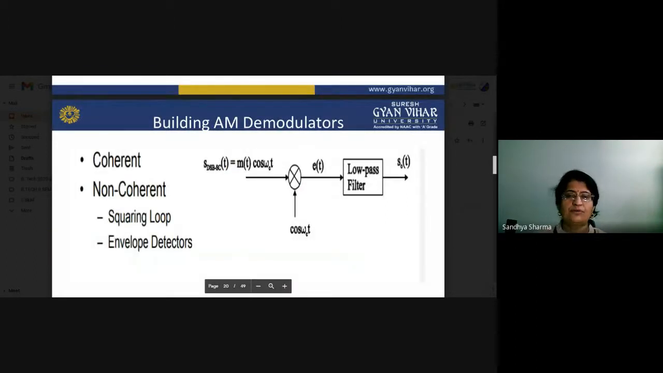Building an AM demodulator. What types of demodulators are we working on in the amplitude modulation system? First of all, coherent. Another one is non-coherent. So what about coherent and non-coherent? Basically, when we talk about coherent, it means you have to again generate the same carrier frequency at the receiver part.